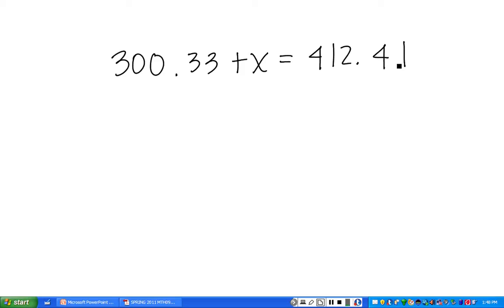Alright, so here it looks a little backwards, right? But we still have a positive 300.33. If no sign is in front of the number, it is considered to be positive. So how do we get rid of something that's positive? We will subtract it. We're going to subtract 300.33 from both sides because we want to get x by itself.